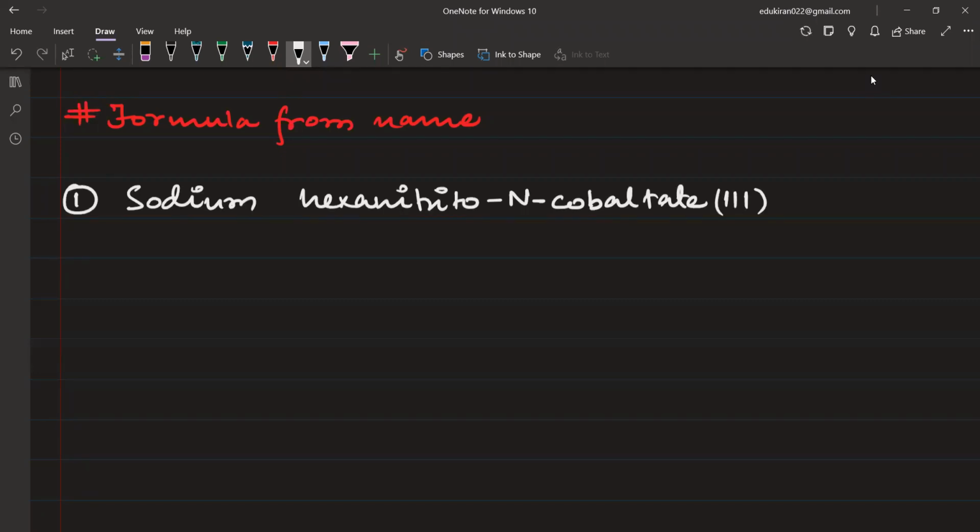ओके, नाउ सबसे पहले जब भी आपके पास फॉर्मूला से नाम लिखने का आएगा, प्रैक्टिस ऐसे करना। ये सारी चीजें आप नोटबुक में लिखेंगे, लेकिन धीरे धीरे प्रैक्टिस के बाद ये सारी चीजें आपके दिमाग में चलने लगेंगी। फर्स्ट थिंग इज दैट राइट द कॉम्प्लेक्स आयन। कॉम्प्लेक्स आयन का फॉर्मूला कैसे लिखेंगे?